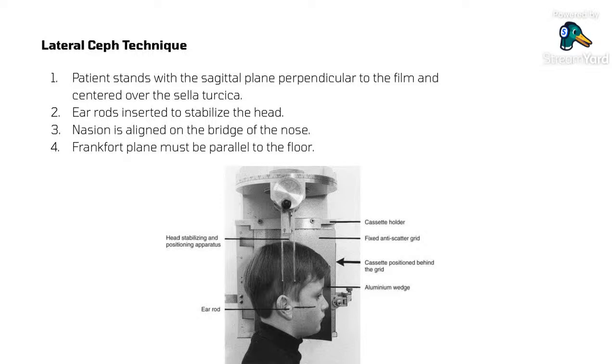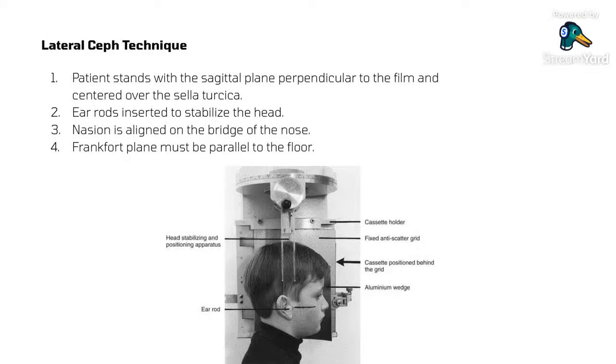The cephalostat is used to help position the head. Okay, the ear rods are placed in the external auditory meatus. Okay, then the nasion is aligned on the bridge of the nose. You can't see that in the picture because it isn't mentioned. I'll show you in the coming slides. The Frankfurt plane must be parallel to the floor, the Frankfurt line being the line from the orbitale to the tragus.